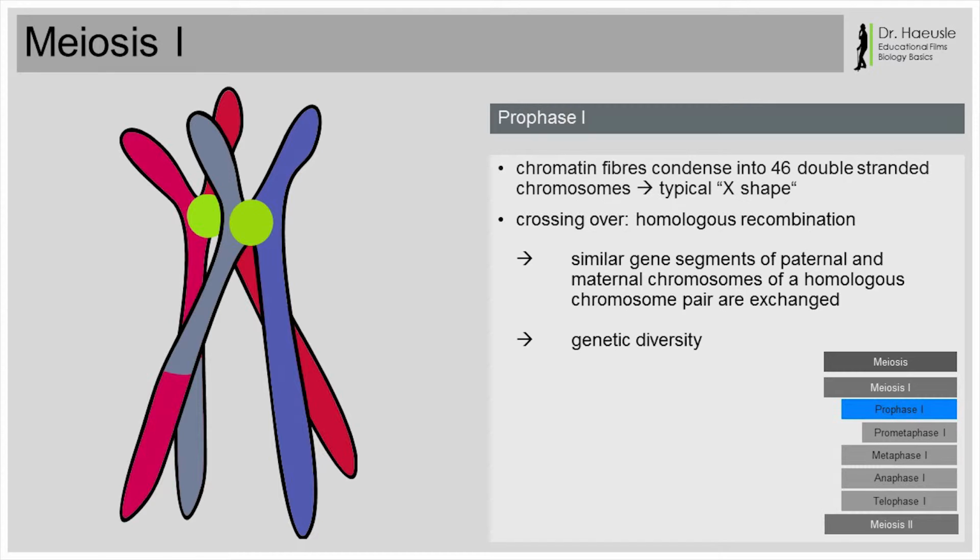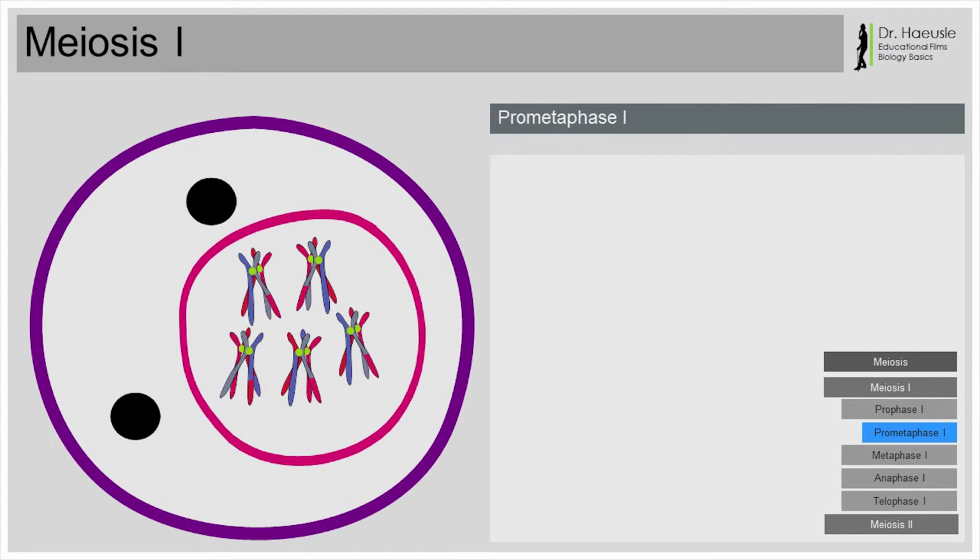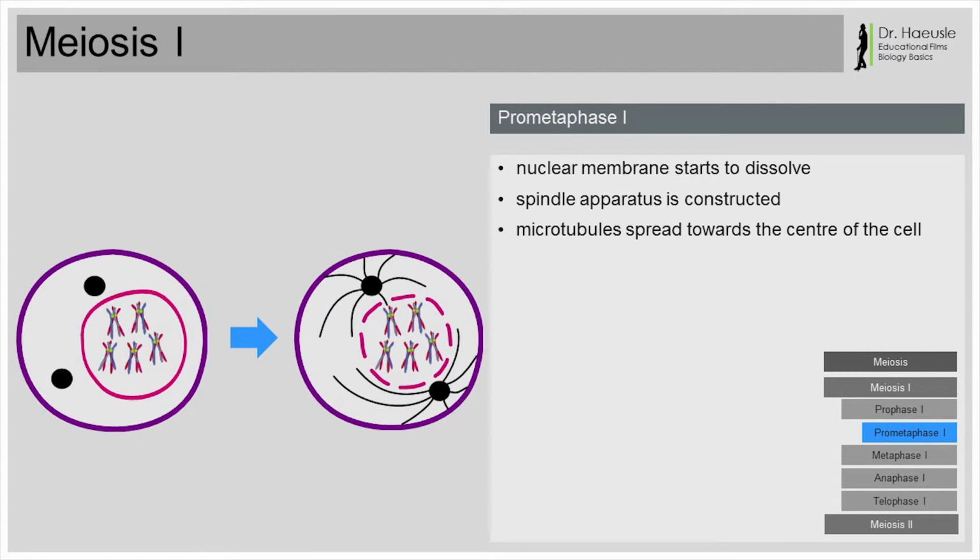During crossing over, the homologs of each pair overlap and exchange similar gene segments. After that, the chromosomes stay connected at the exchange points. Now we can go on to prometaphase 1. Exactly. Prometaphase 1 of meiosis is identical to prometaphase of mitosis. During prometaphase 1, the nuclear membrane starts to dissolve. The spindle apparatus is constructed. The spindle fibers, microtubules, spread towards the middle of the cell.